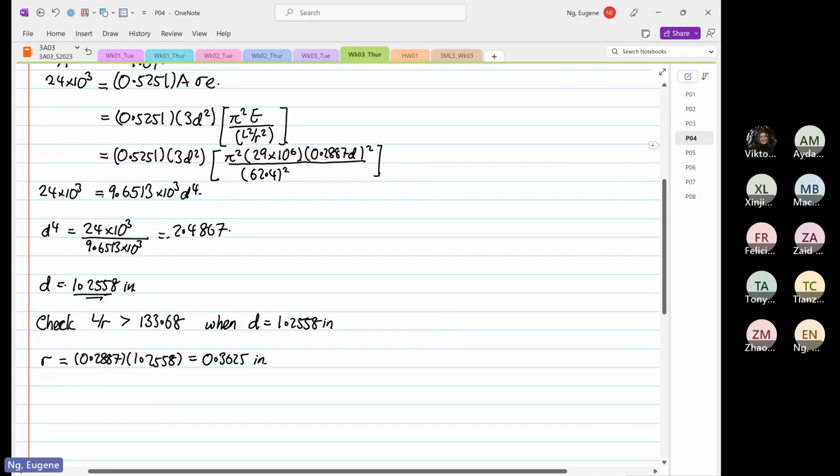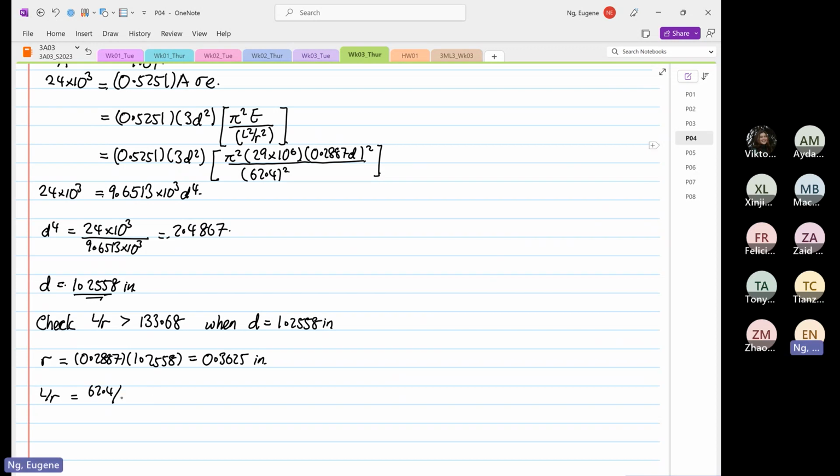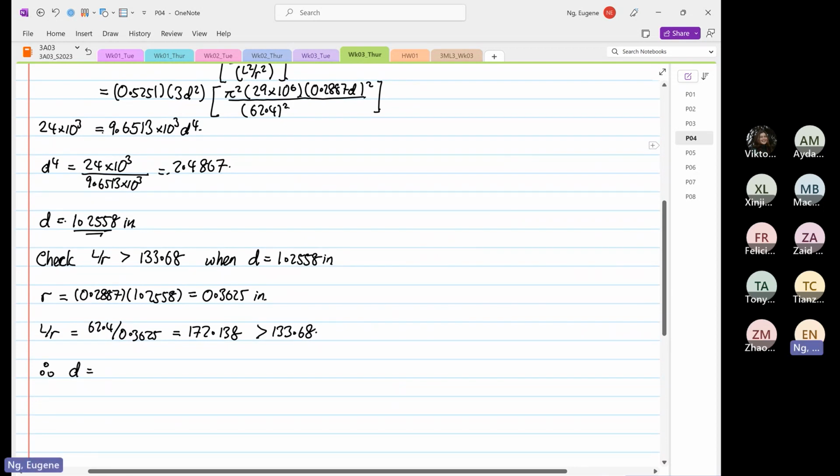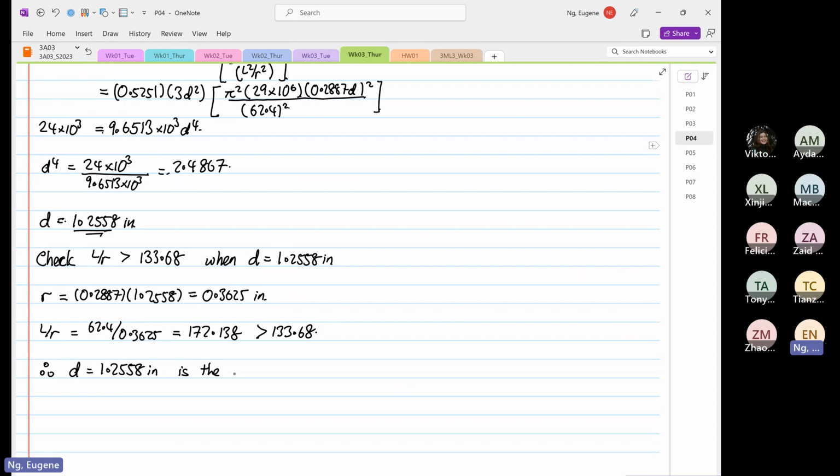So from here, we are going to do L over R. So length is equal to 62.4 divided by 0.3625, which is equal to 172.138. So for this case, this is greater than 133.68. Okay. So therefore, D is equal to 1.2558 inches is the valid answer.